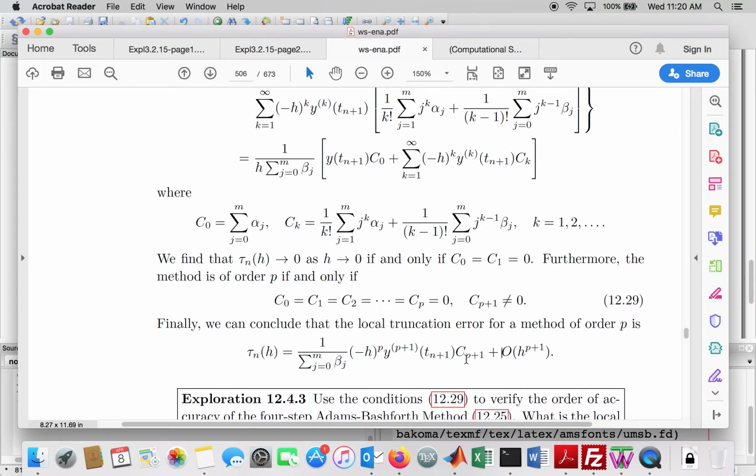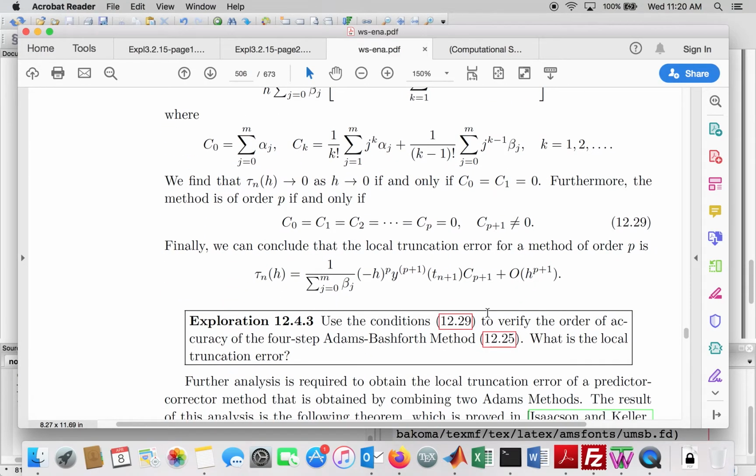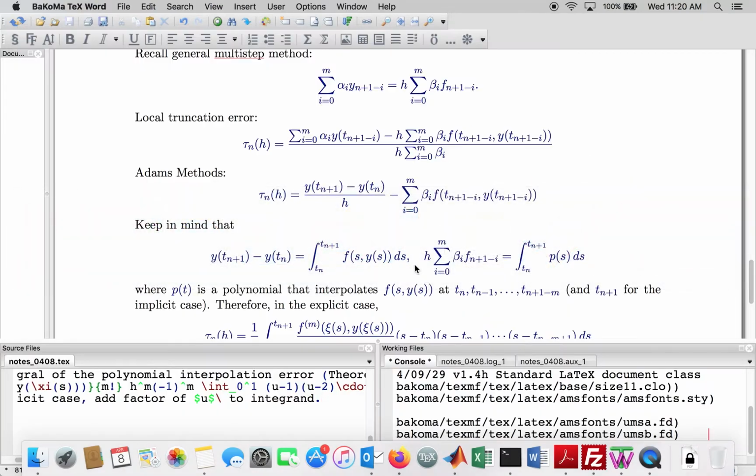Although I must point out that there is a small mistake, that this minus h to the p, well, the h to the p part is correct, but I dropped a power of minus 1. So really, it should be h to the p times minus 1 to the p plus 1. So if you negate this, that's the local truncation error. So I'm going to make a note of that here.